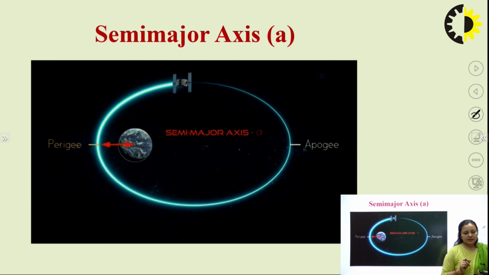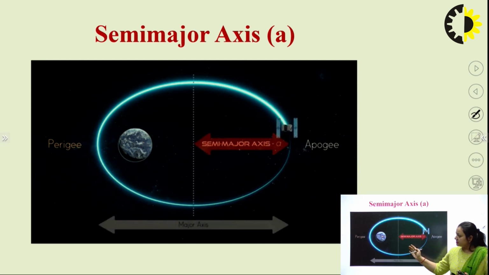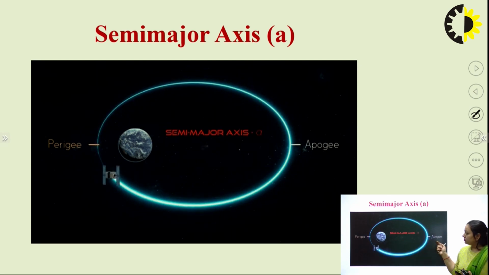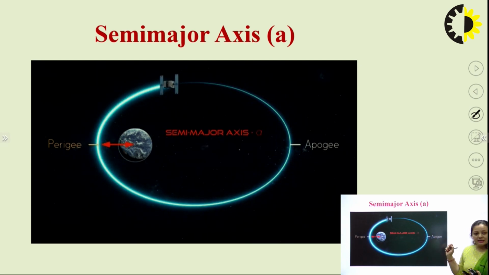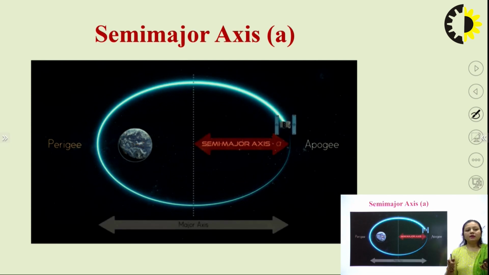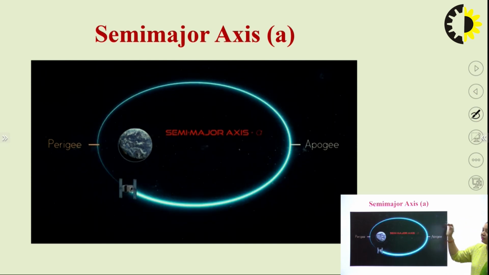Next is the semi-major axis. See, if this is the Earth, I have a certain distance towards the perigee and a certain distance towards the apogee. If the semi-major axis is denoted by a small letter a, the major axis is the total distance, that is, if it is a perfect ellipse.